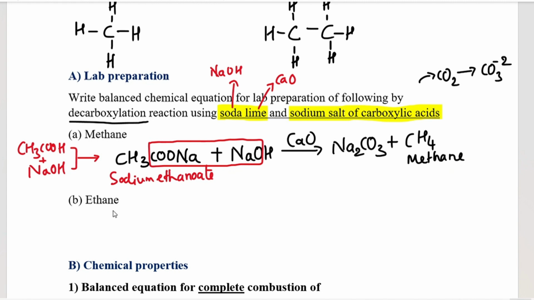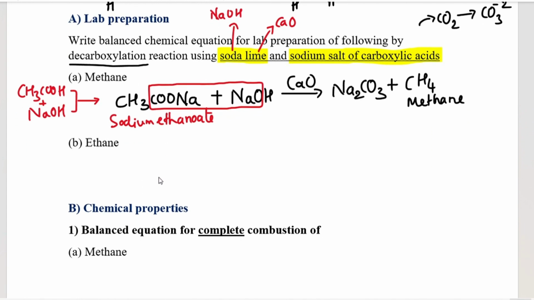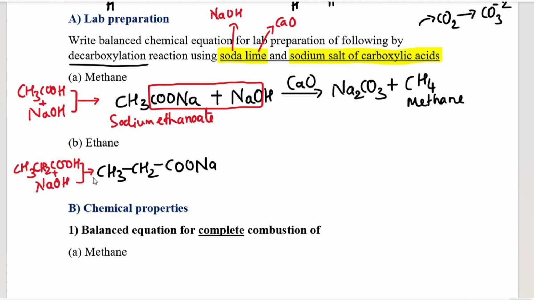Next, you want ethane, so what do you have to do? You have to put one CH2 group between CH3 and COONa. So that is sodium propanoate. Here 2 carbons was ethanoate, 3 carbons is CH3CH2COONa. Now how do you get this one? Simply take propanoic acid, CH3CH2COOH, and react it with NaOH, and you will get this sodium propanoate.